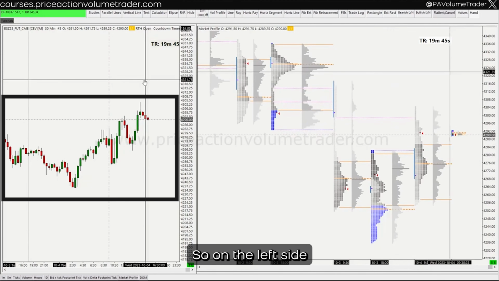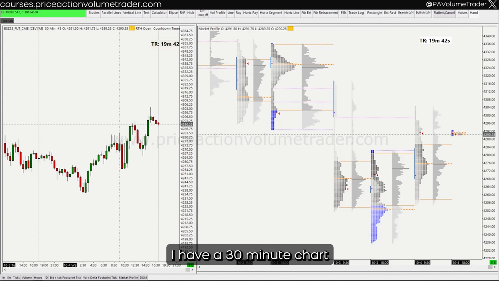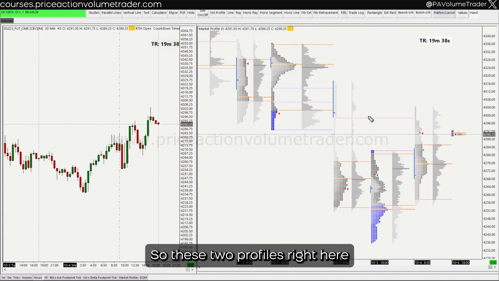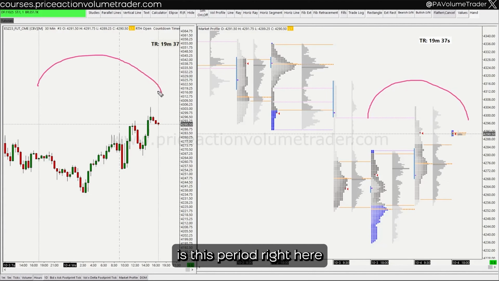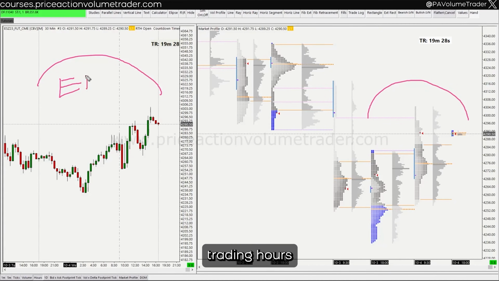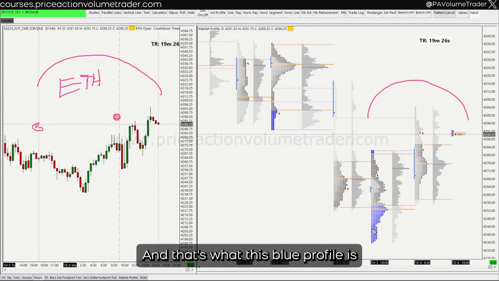On the left side, I have a 30-minute chart, and on the right side, I have a market profile. So these two profiles right here are this period right here. This is what we call extended trading hours. This is going from 6 p.m. all the way to 9:30 a.m. the next day, and that's what this blue profile is.